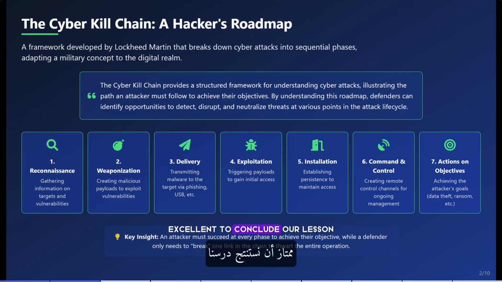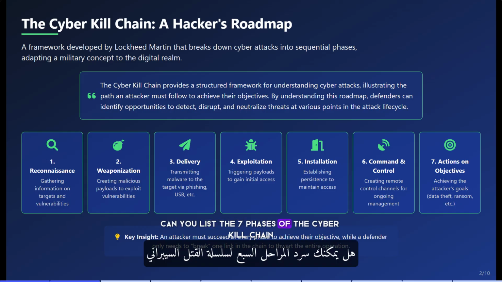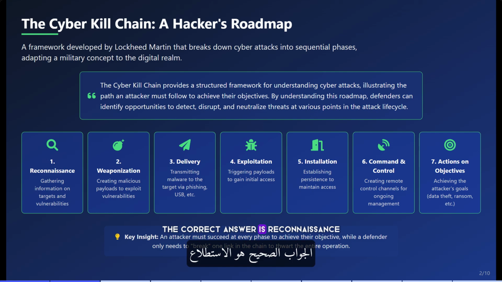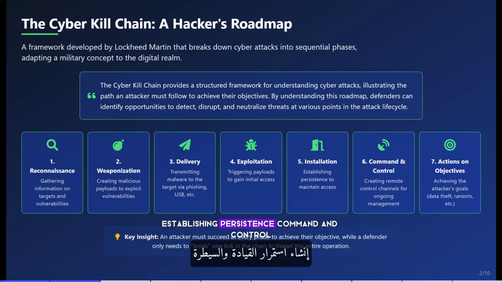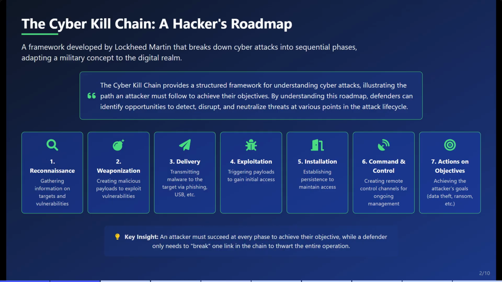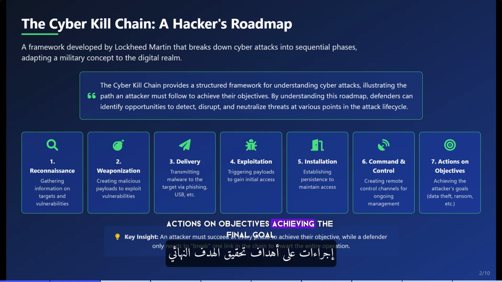Excellent. To conclude our lesson, let's do a brief assessment. Can you list the 7 phases of the cyber kill chain in order and describe the goal of each in a single sentence? The correct answer is: reconnaissance, gathering information; weaponization, creating the malware; delivery, sending the malware; exploitation, triggering the malware; installation, establishing persistence; command and control, creating a remote control channel; actions on objectives, achieving the final goal.